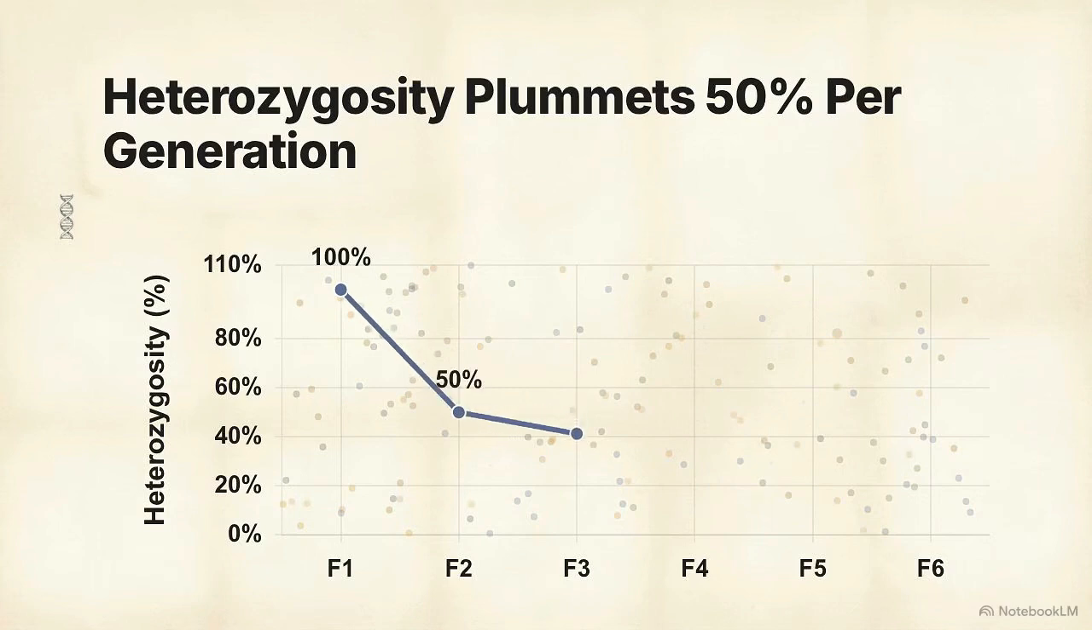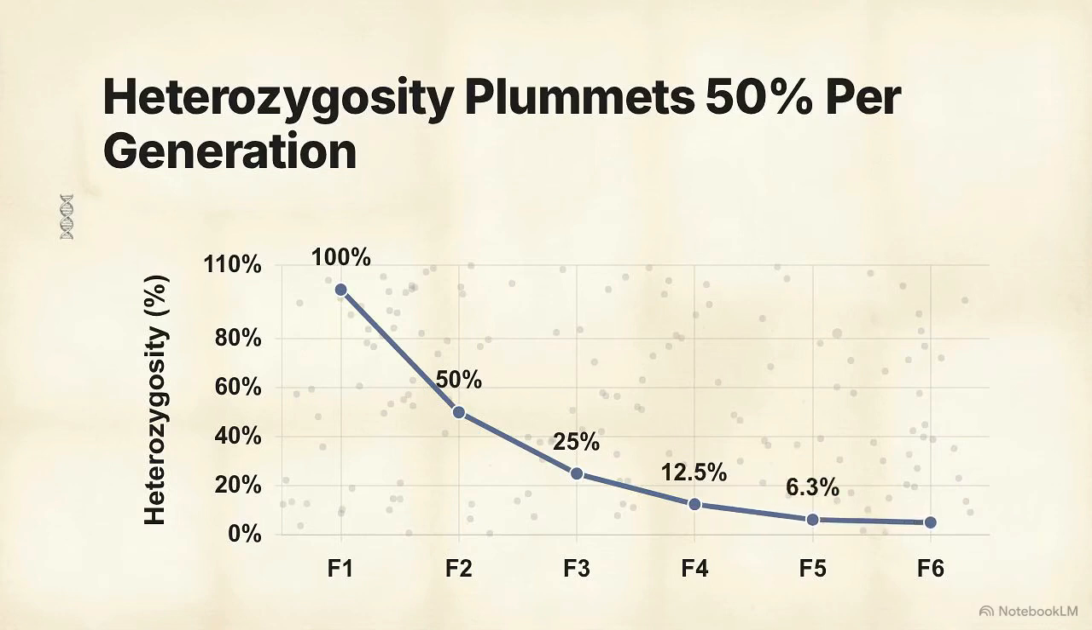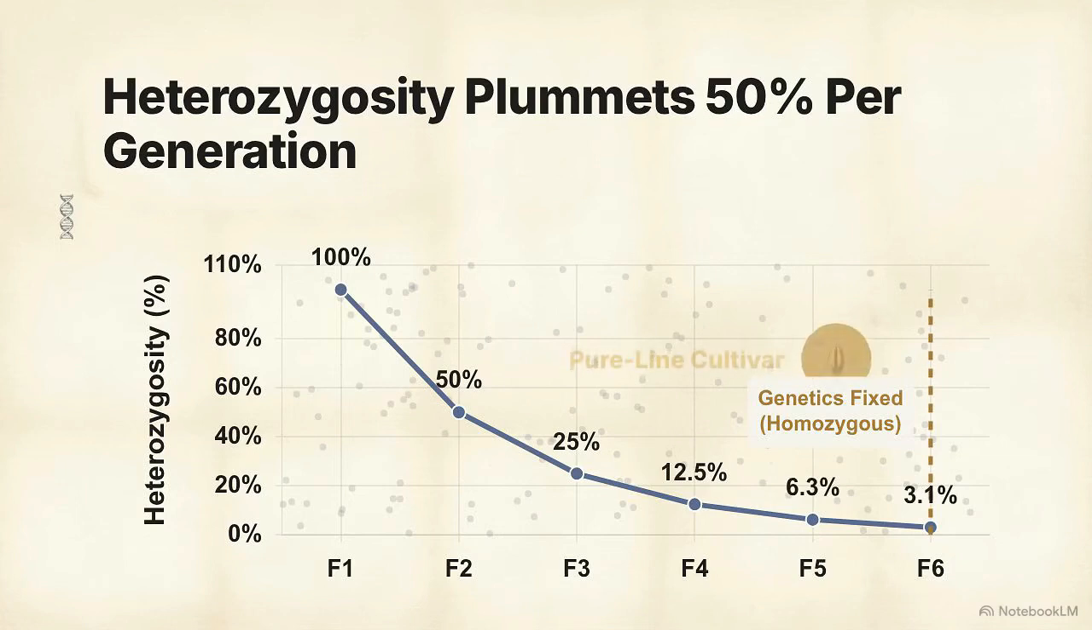This chart shows the strict mathematical decay of heterozygosity, the state of having different alleles or gene variants for a specific trait. In self-pollinated crops like wheat or soybeans, each subsequent generation naturally loses 50% of its heterozygosity. The population is rapidly driven towards homozygosity, meaning the genetic traits become permanently fixed and uniform. The plant breeder's primary objective is to evaluate this chaotic, segregating population and isolate the absolute best genetic combination to form a pure line cultivar. They must accomplish this before the genetics become permanently fixed around the F6 generation.